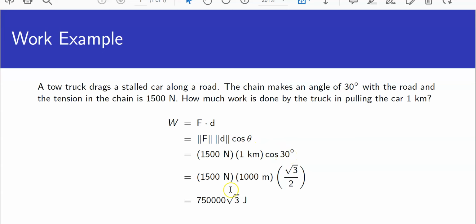So just making sure all of our units agree. We typically measure work in joules, which is a newton meter. So I need to convert my 1 kilometer to meters. So I have 1500 newtons times 1000 meters, and then this is unitless, it's square root of 3 over 2 here. So when we simplify, we get 750,000 root 3 joules.